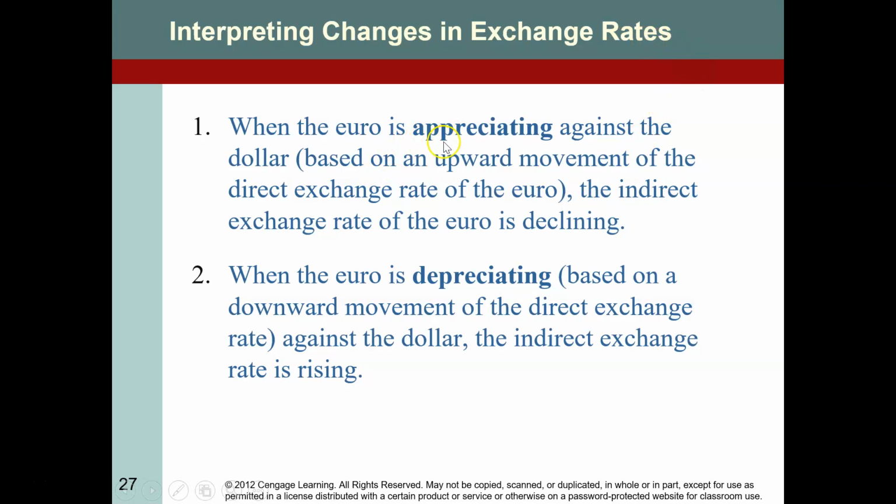When the euro is appreciating against the dollar, based on an upward movement of the direct exchange rate of the euro, the indirect exchange rate of the euro is declining. When the direct exchange rate is appreciating, or the euro is appreciating, the indirect exchange rate should decline. The opposite case is when the euro is depreciating, based on the downward movement of the direct exchange rate against the dollar, the indirect exchange rate will be rising. This is again telling us that direct exchange rate and indirect exchange rate move in opposite directions.